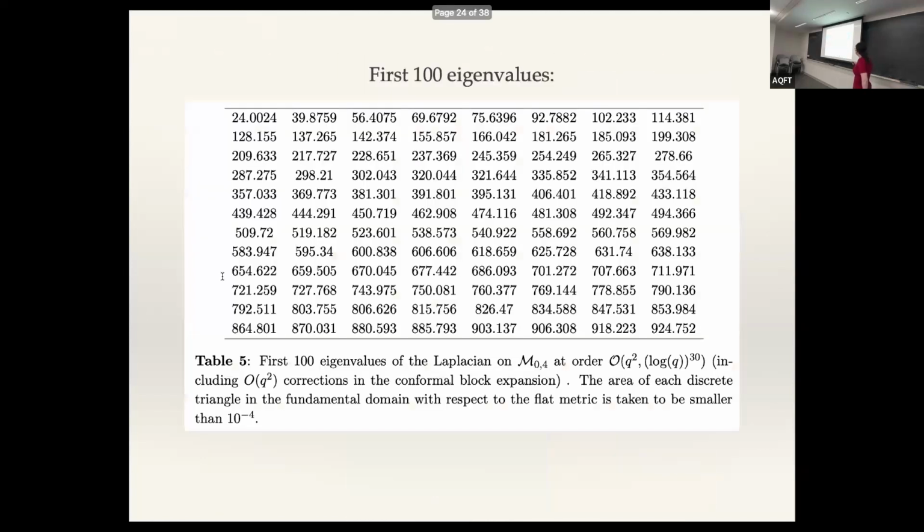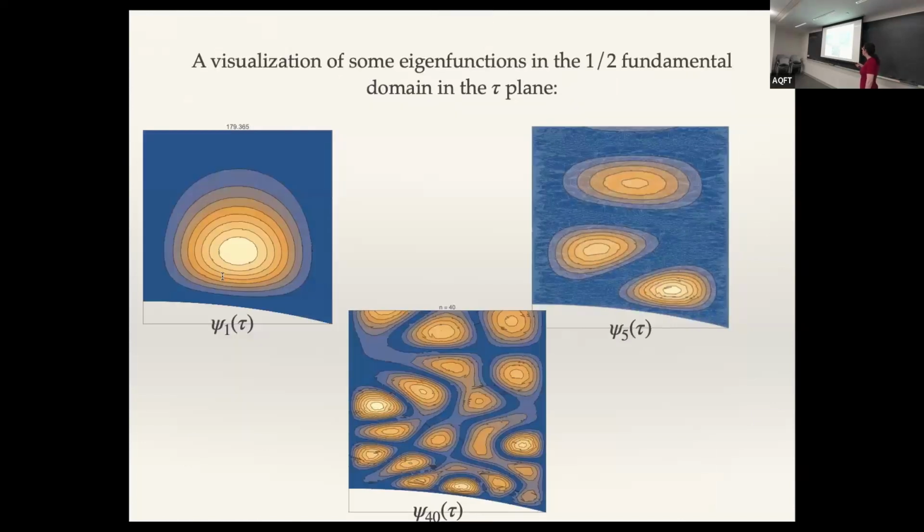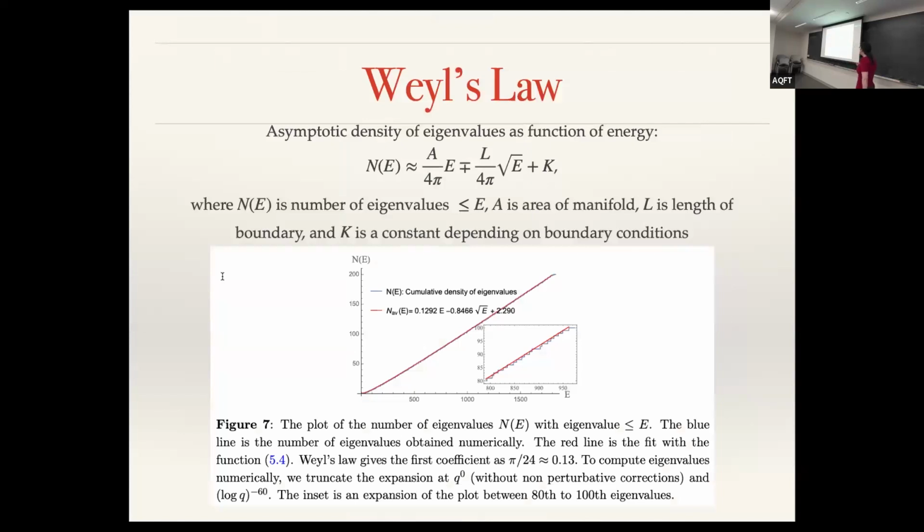But with this list of eigenvalues, this is the first 100. We actually computed the first 200 and tried to do some statistical analysis with them to see if we could say anything about what's going on in terms of the spectrum on moduli space. And so we looked at a few different things.